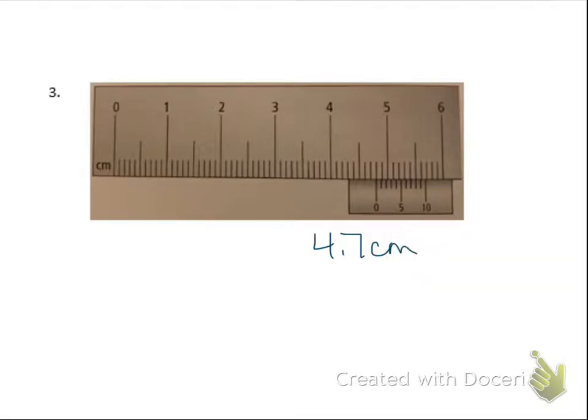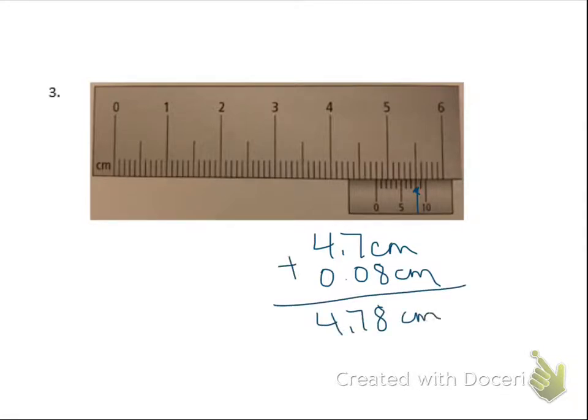And then again, analyzing the bottom scale, the one that matches up the best here is, I think, the 8th one. So that would be 0.08 centimeters for a total of 4.78 centimeters. And that would make sense that it's so close to 4.8 centimeters because our 0 was so close to 4.8 centimeters here. So those are calipers.